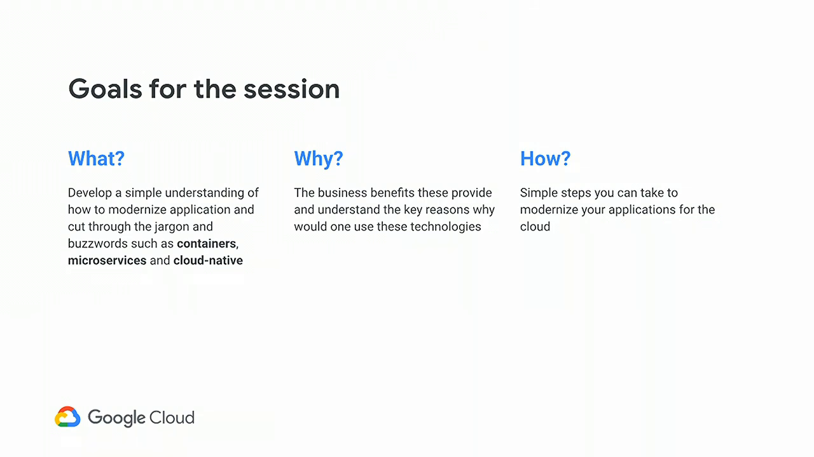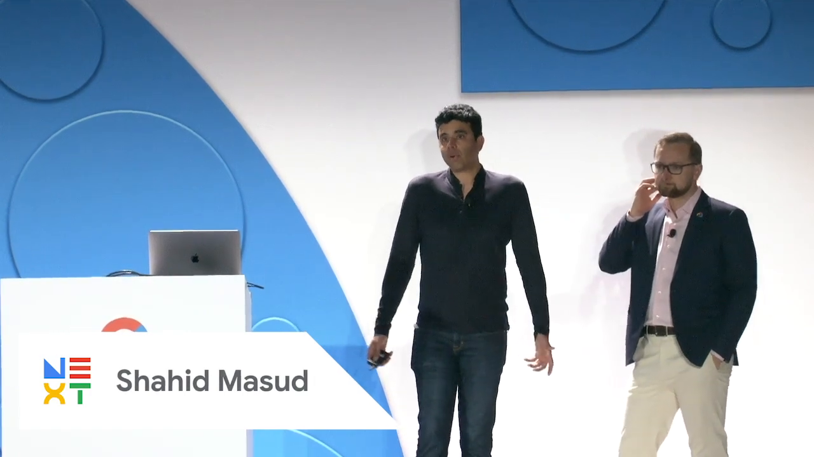So what are our goals, Shahid? Our goals are really three things. We want to understand what modern applications look like. What are some of the terms or buzzwords you hear associated with modern applications, like containers, microservices, cloud native, and so on, and why they're important. What do they mean for your business? Why would you want to build applications that are cloud native or that run as containers? And then the real meat of our session is in how. How can you get your application migrated over so it uses some of those design patterns that we'll discuss? So those are really the three main goals of this session.